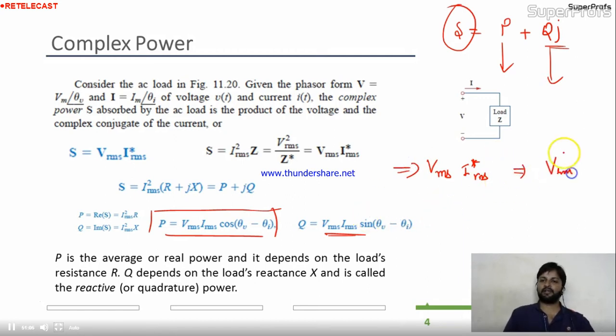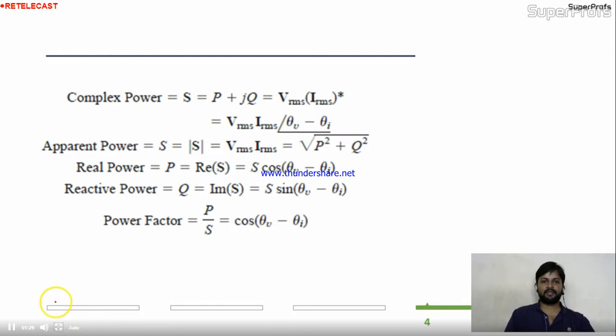Or if you have only the Vrms value, you can use that. If you have only Irms, you can use Irms squared into Z. I hope this is clear to you. Now come to P. P is the average or real power, and it depends on the load's resistance R. Q depends on the load's reactance X and is called the reactive power. Okay, is it clear to you?